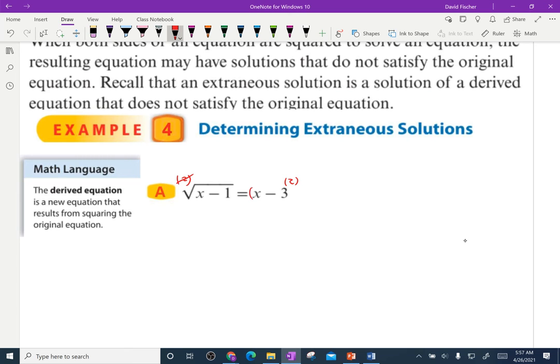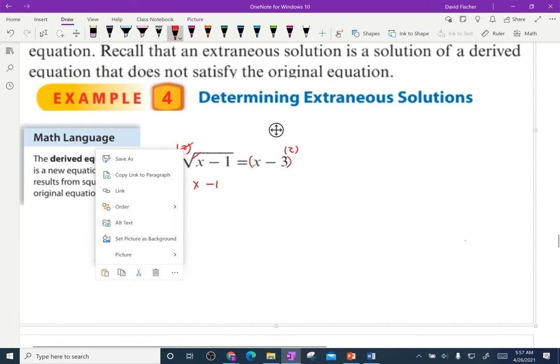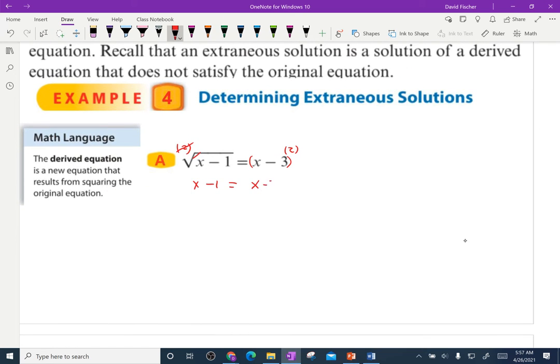And so when I do this square over here, I have to square this whole thing. So I have x minus 1 on this side because this cancels out with this. But over here on this side, I have x minus 3 times an x minus 3, which we need to know FOIL.